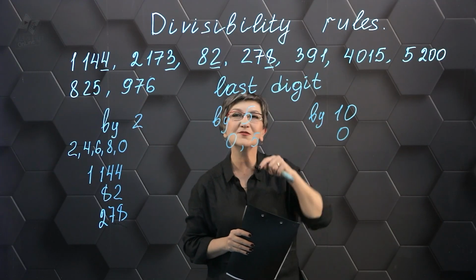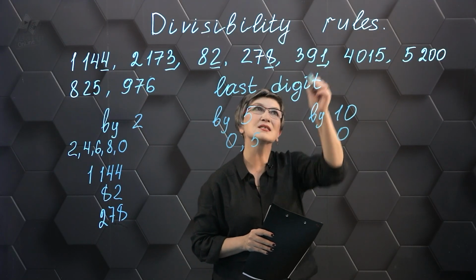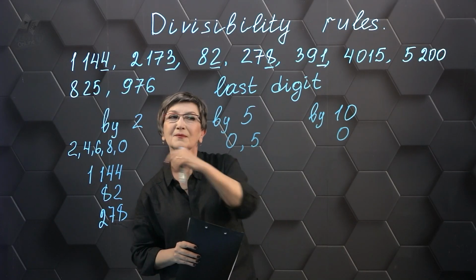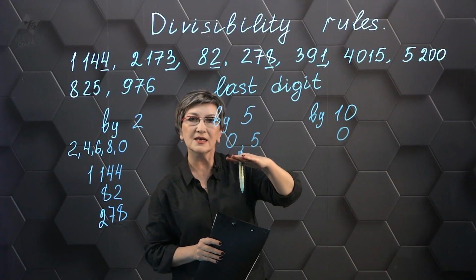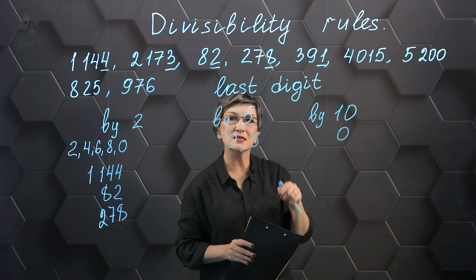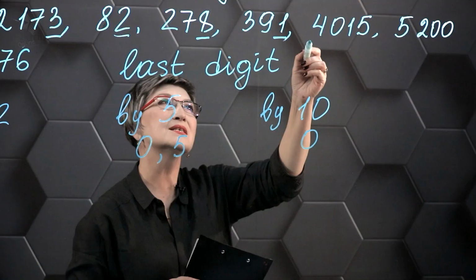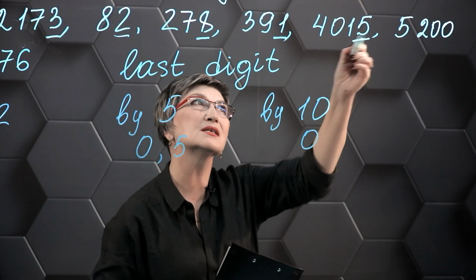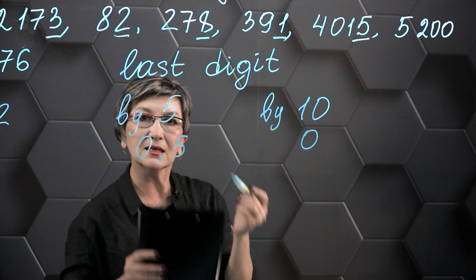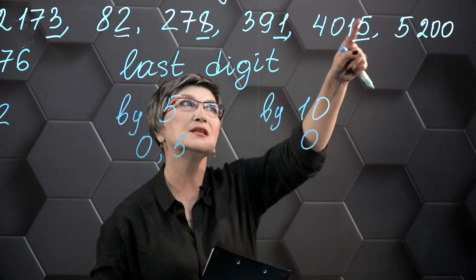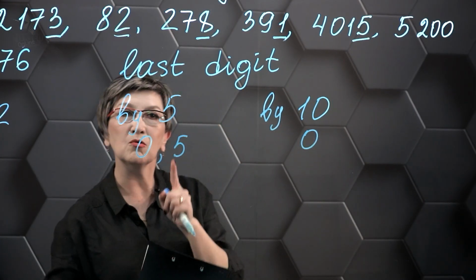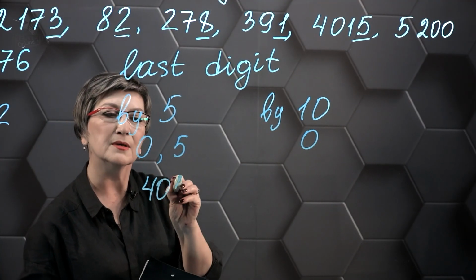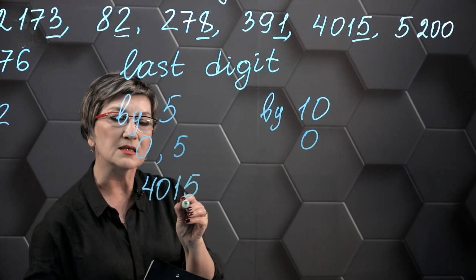The number is 391. The last digit is 1. You can't divide it by 2. You can't divide it by 5. And you can't divide by 10. The next number is 4015. The last digit is 5. Then I can only divide 4015 by 5. No remainder. Because the last digit is 5.